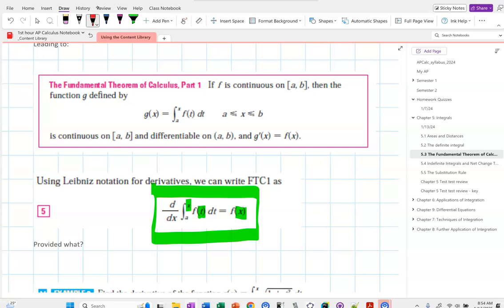Provided what? That f is continuous. Right? If f is not continuous, that relationship does not necessarily need to hold.